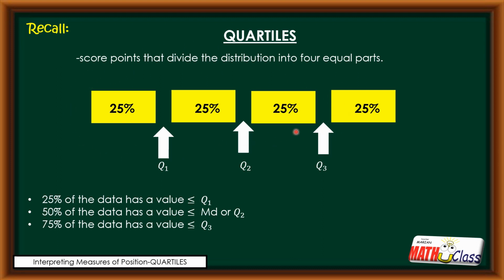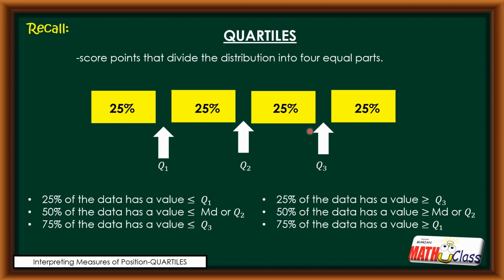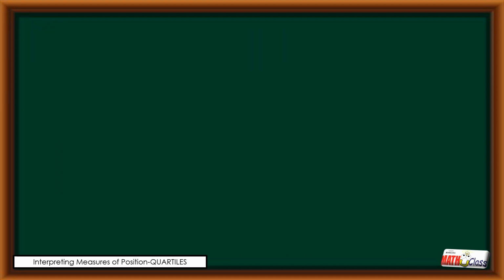On the other way around, we can say that 25% of the data has a value greater than or equal to Q3. 50% of the data has a value greater than or equal to the median or Q2. And 75% of the data has a value greater than or equal to Q1. Make sure you are able to understand this part because it is important information needed in interpreting quartiles. Now, let us proceed to the first example.